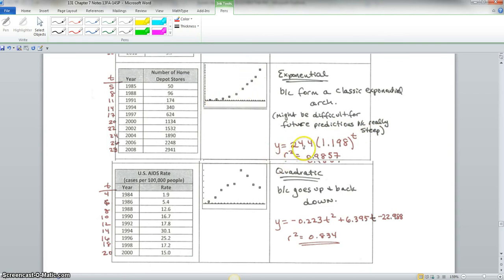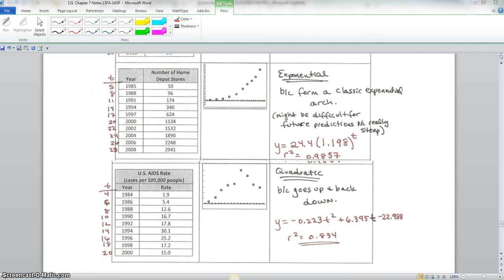And then we have y is equal to 24.4 times 1.198 to the t power. We will put that in our calculator, and our r squared is 0.9857. So we know that this is accurate. It's the best graph because it's very, very close to 1.